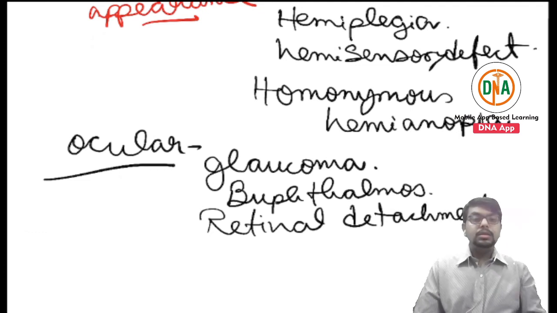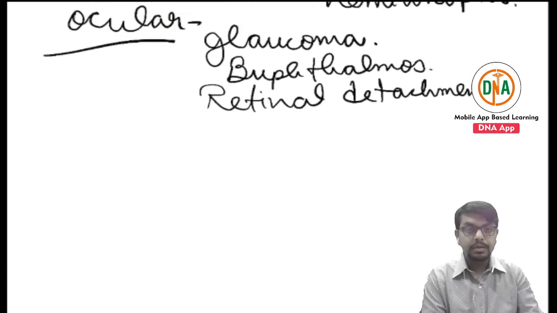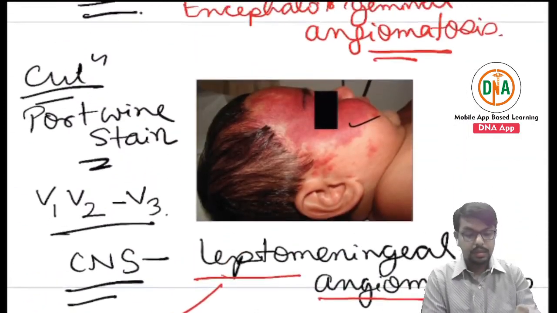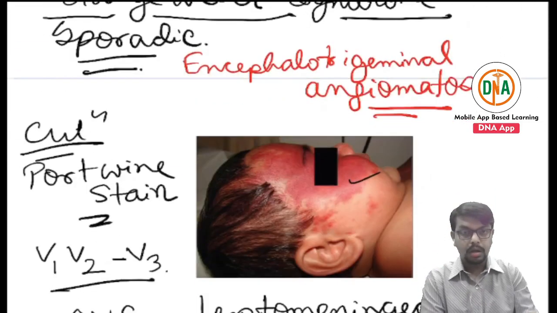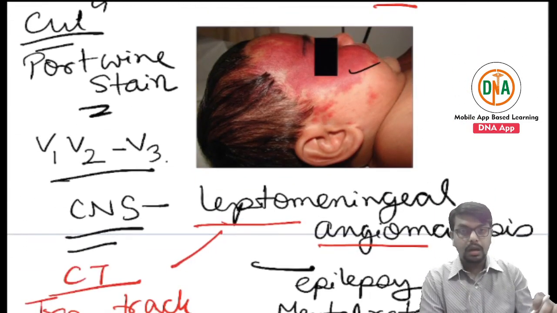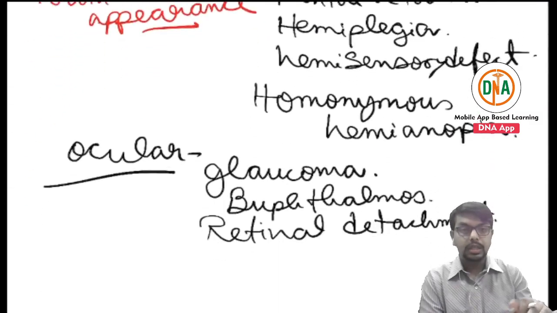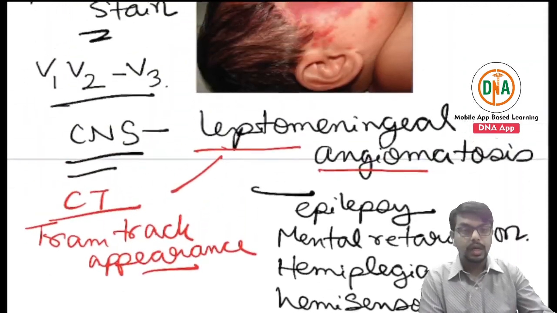Okay, so these are the Phakomatoses that we have discussed: neurofibromatosis, tuberous sclerosis. These are two important. Then von Hippel-Lindau, ataxia telangiectasia, and Sturge-Weber syndrome.